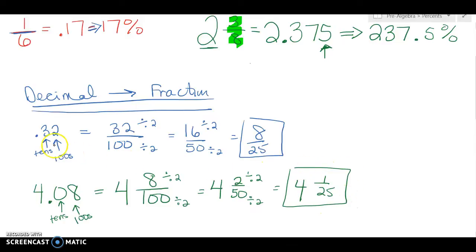But again, you look to see how many you have. And so the 3 was the tens, the 2 was the hundreds. So since it was the hundreds, that's why I had to put my fraction over 100. Same thing happened here. I had the tens and I had the hundreds. So since it was 100, I put it over 100, and the whole number came to the front.